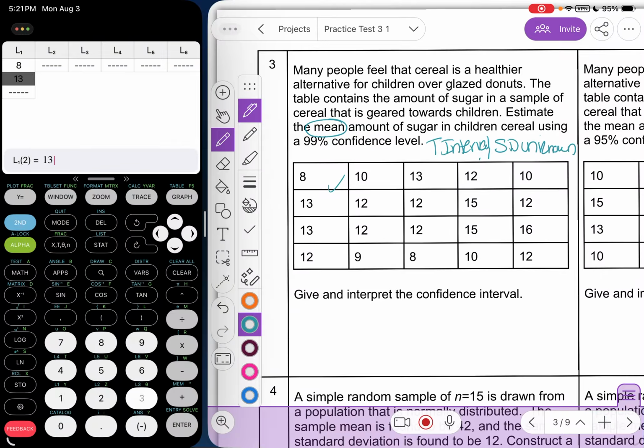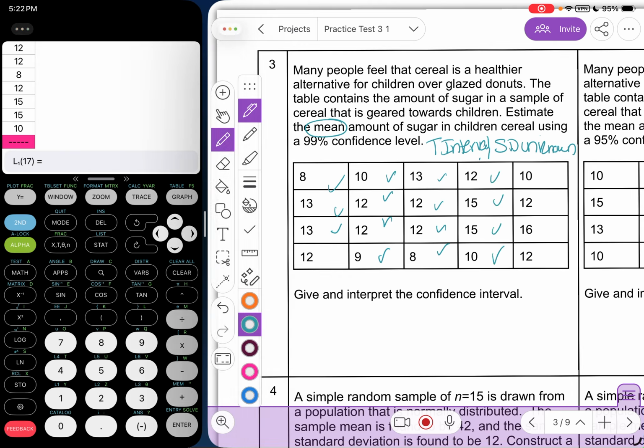8, 13, 13, 12, 10, 12, 12, 9. 13, 12, 12, 8. 12, 15, 15, 10. 10, 12, 16, 12.